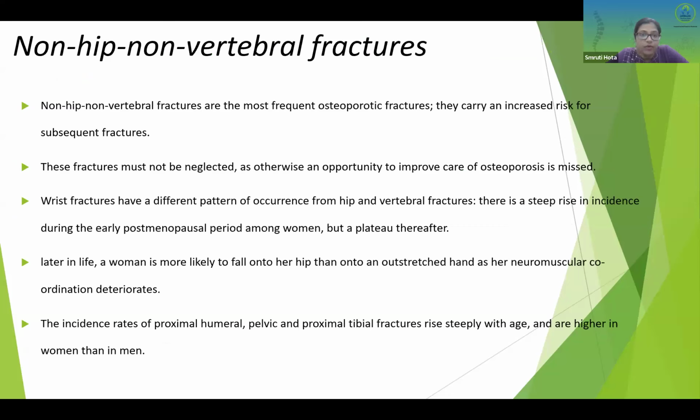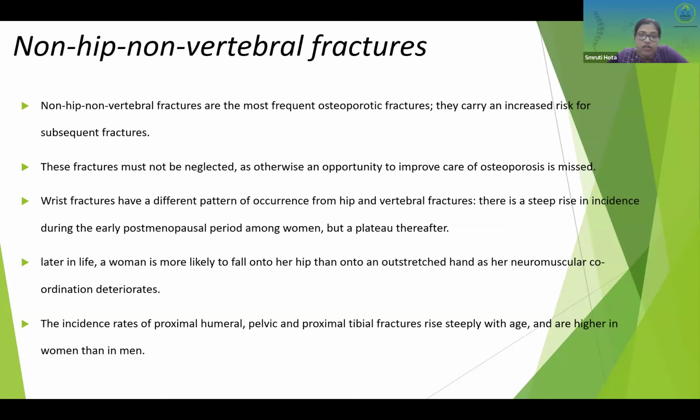Coming to the non-hip, non-vertebral fracture: while hip and vertebral fractures are very common, we should remember the non-vertebral fractures. These are actually the most frequent osteoporotic fractures, and they include wrist fracture, proximal humerus fracture, pelvis, and proximal tibia, each carrying a significantly increased risk of subsequent fracture. Unfortunately, these fractures are often underappreciated or neglected by us.